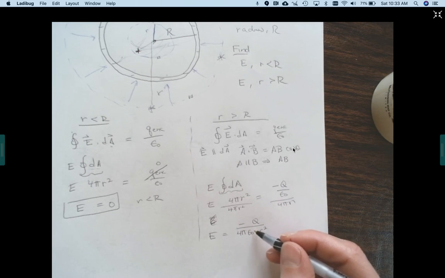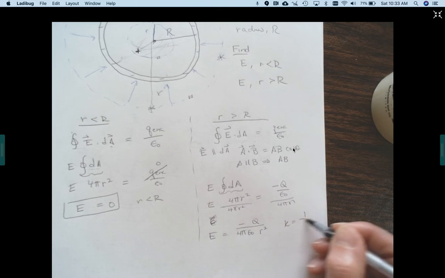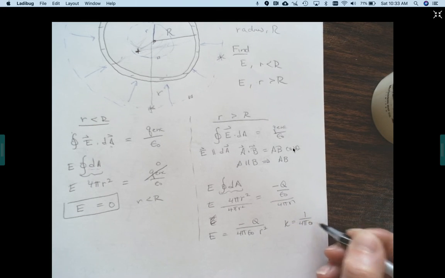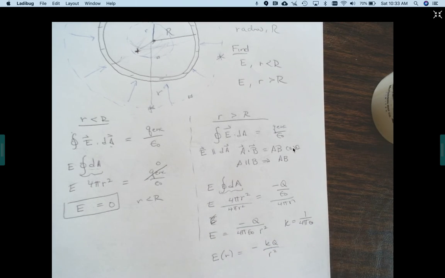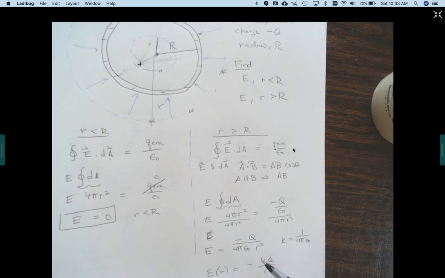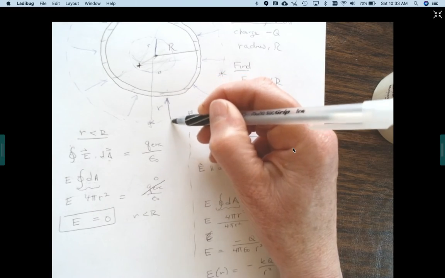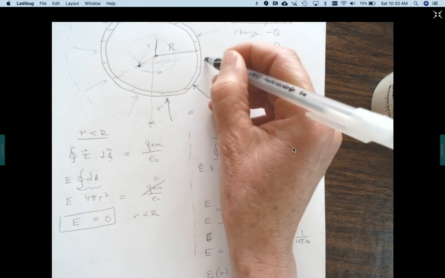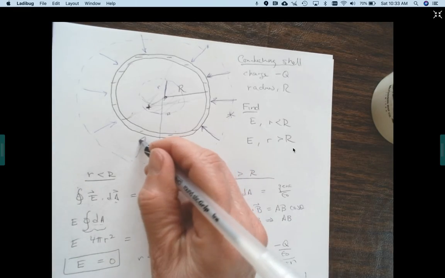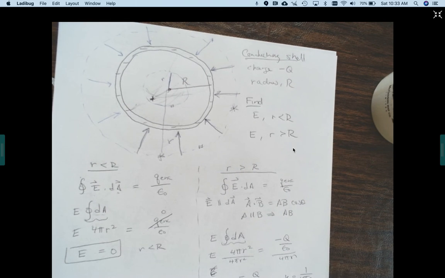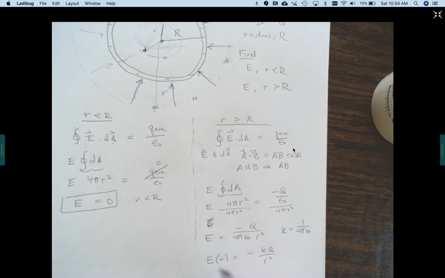Okay, so just to relate to what we've done, K is 1 over 4 pi epsilon naught. So we can rewrite that, and the electric field as a function of radius is negative KQ over r squared. Or we can leave it in terms of 4 pi epsilon naught if you like that better. So it's telling us that the electric field is negative, so it's pointing back toward the conducting shell. And I think that's it. Let's stop there.